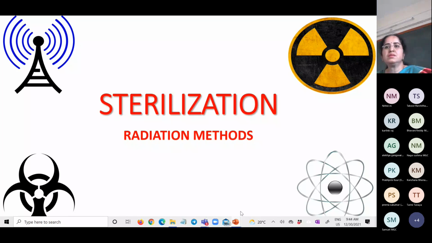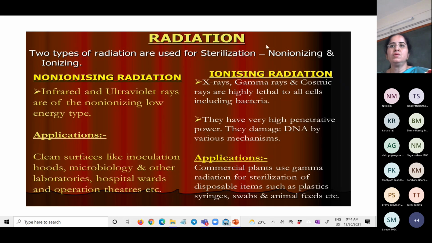By radiation method. So we have seen that in this technique we are using the different wavelengths of energy spectrum, and we are using those waves for the sterilization purpose. Okay. There are two types of radiations for the sterilization: non-ionizing and ionizing.